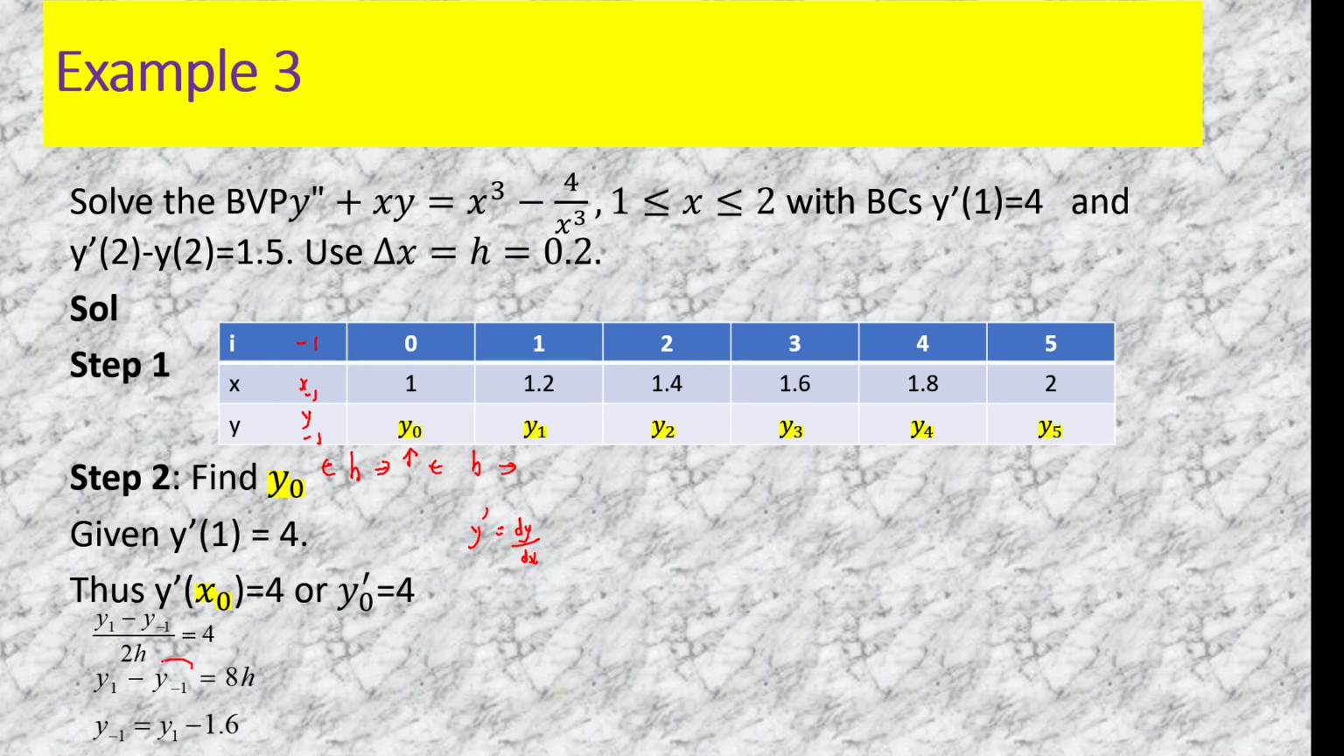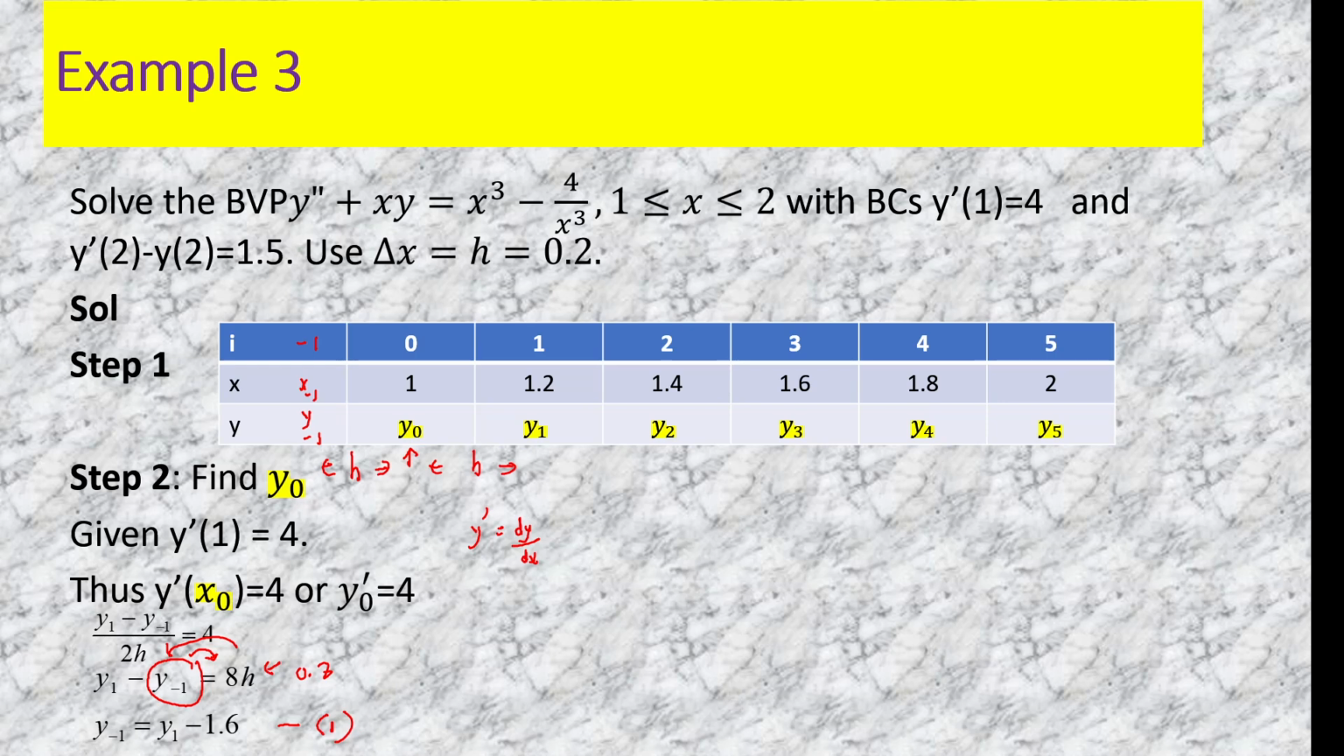So you want to solve for y negative 1. So y negative 1 you bring to the other side, 8 times h you bring to the other side. You get y negative 1 will be equal to y1 minus, substitute h is 0.2, so 8 times 0.2 is 1.6. Hence, you get y negative 1 is equal to y1 minus 1.6. So you have the first equation.